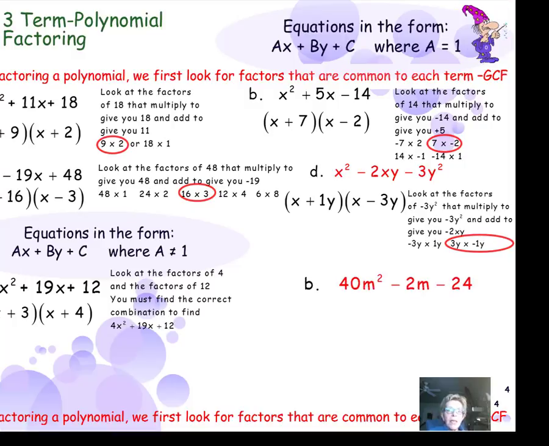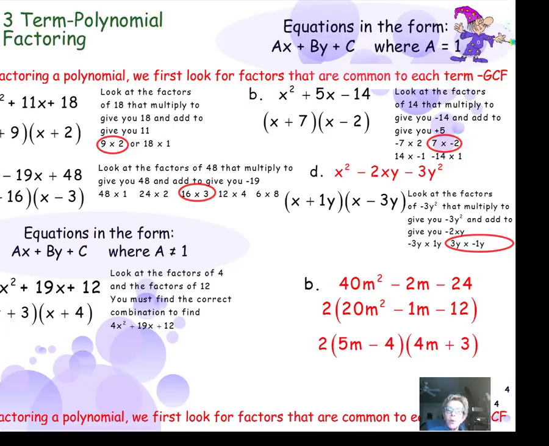The last one is 40m squared minus 2m minus 24. And I noticed right away that there is a GCF there. That's always your first step. Look for the GCF. I'm going to factor that out. And again, the leading coefficient isn't 1, so I'm going to look at all of the factors of 20 and 12, and keeping in mind I have to get a negative 1 in the middle. My answer here is 2 times the quantity of 5m minus 4 times the quantity of 4m plus 3.